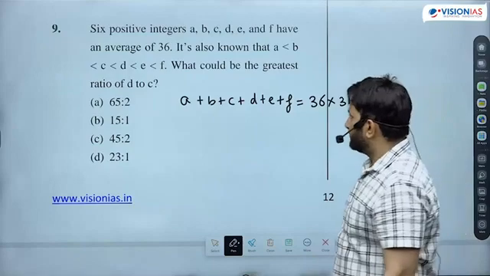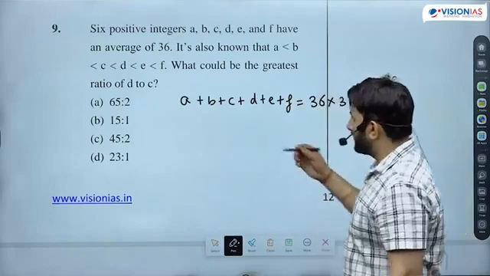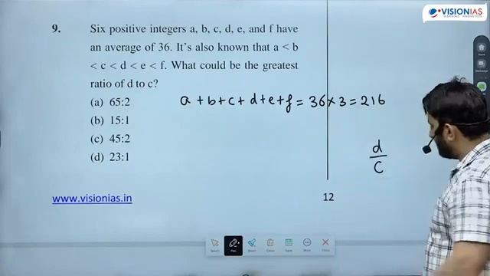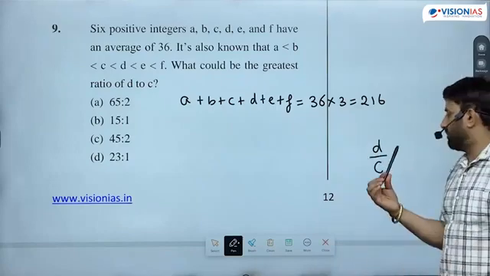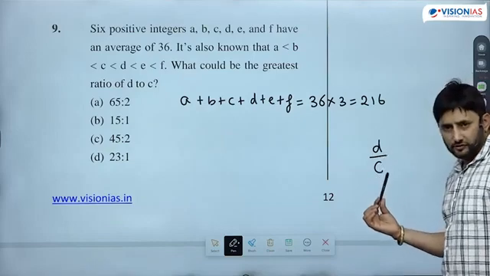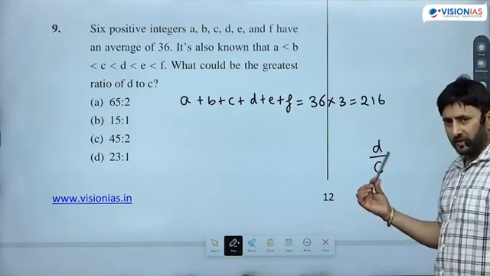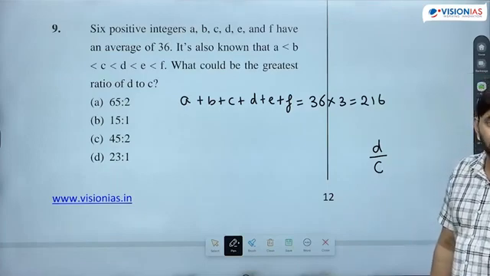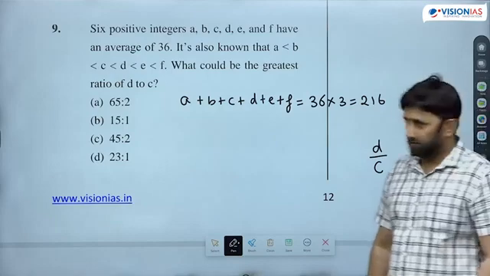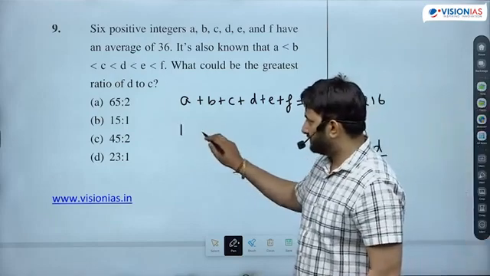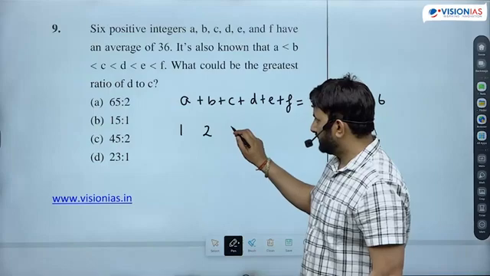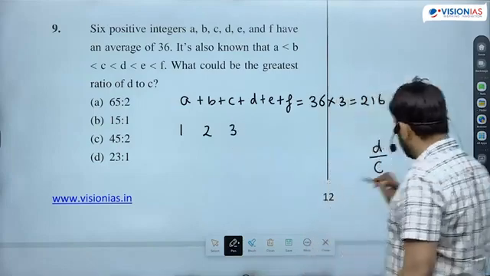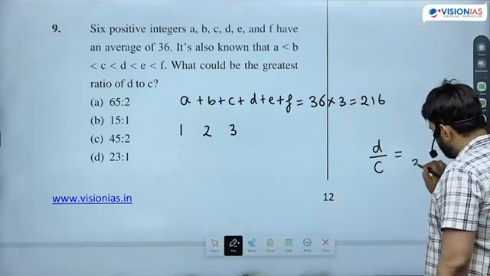And the smallest value is a. We have to maximize the greatest value of d upon c. d upon c, we have to maximize it. What do we have to do to make it maximum, kids? c has to be minimum and d has to be maximum. So what can be the minimum value of c? 3, right? If a is 1, b will be 2, c will be 3. Got it? So the minimum value of c will be 3.